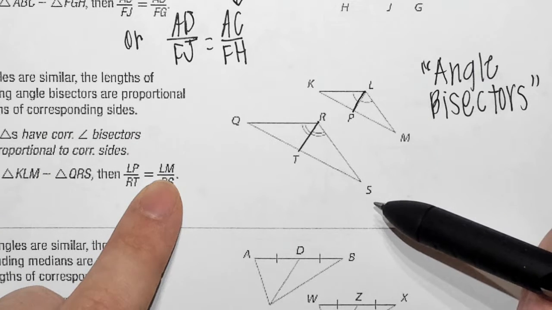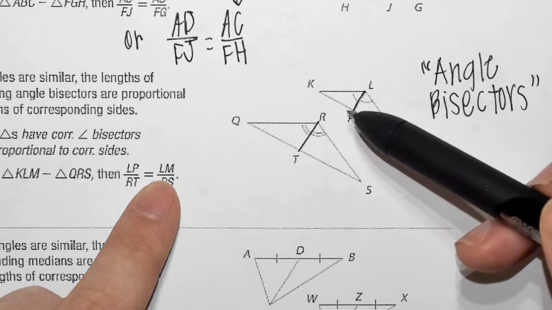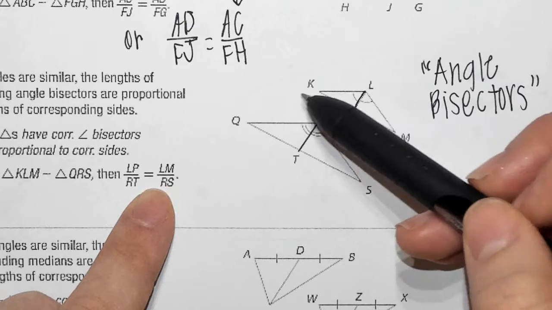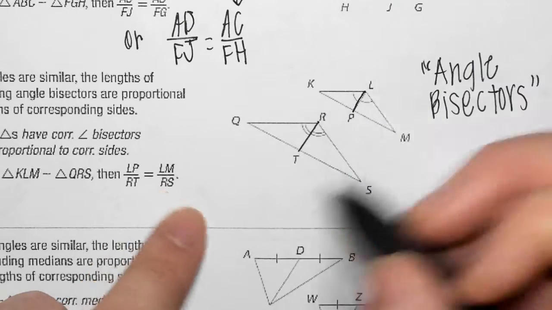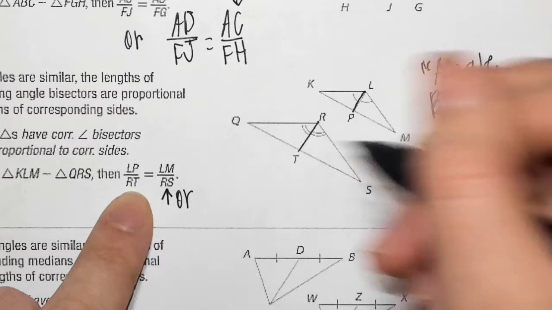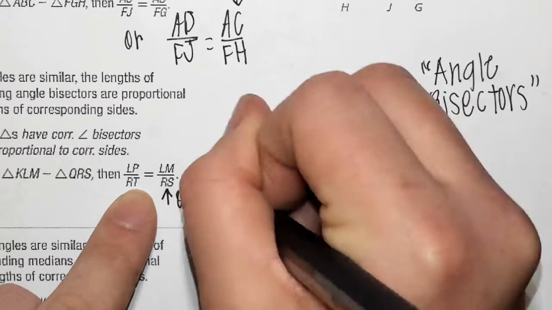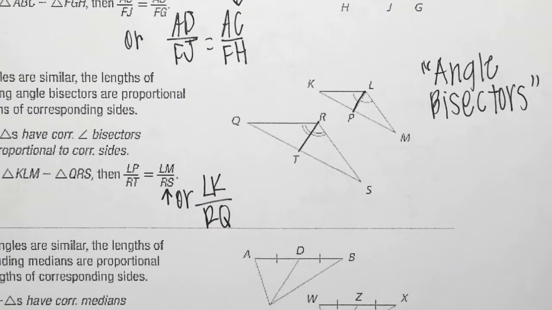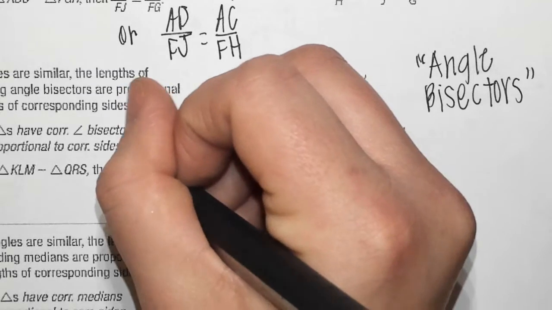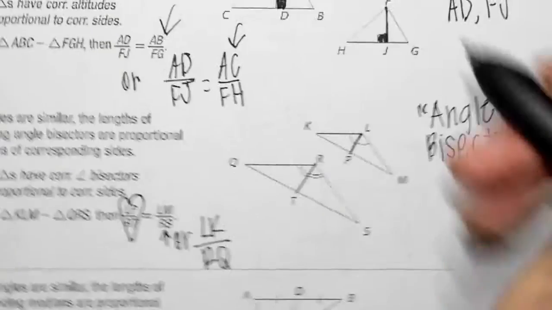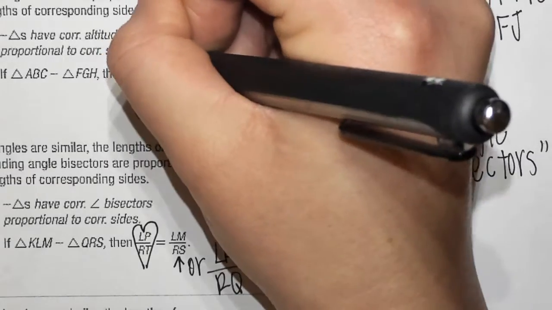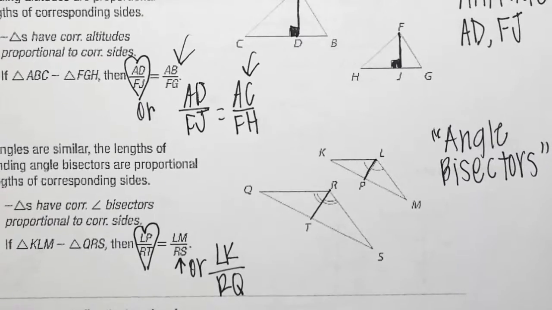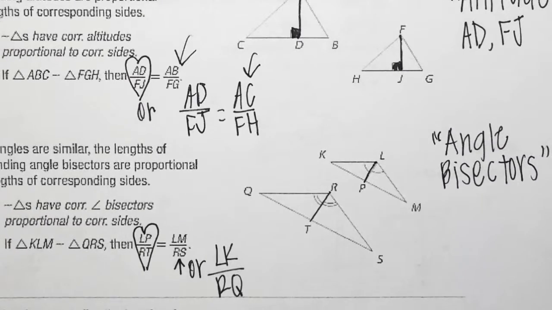Now this can also work the other way. You always use your angle bisector, but instead of using LM to RS, you can use LK is to RQ. So this one can change. I feel like my voice is echoing today. But let's just put a heart because we love our angle bisectors and we love our altitudes because it's February. Always use your altitudes and your angle bisectors, but your sides can change.